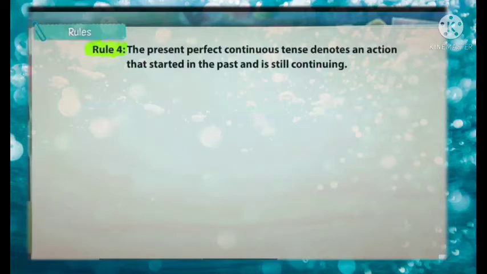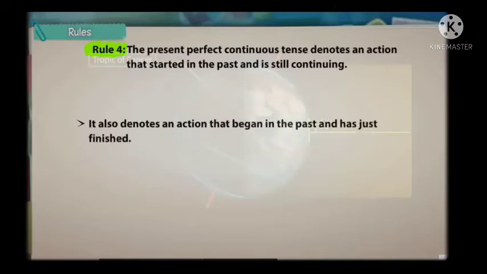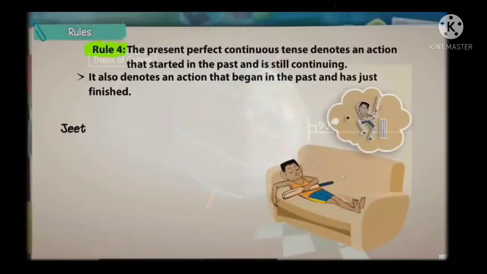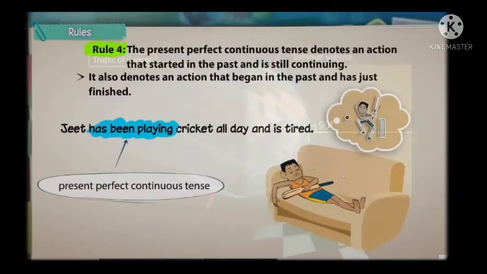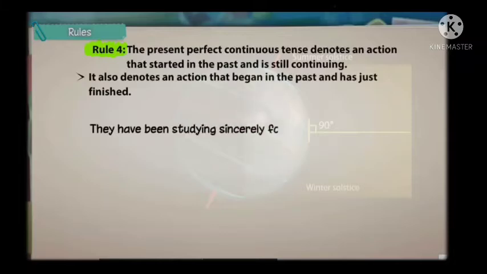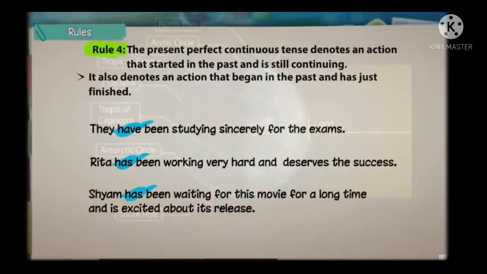The present perfect continuous tense also denotes an action that began in the past and has just finished. Here, the action of playing has just been completed, and so the present perfect continuous tense has been playing is used. Here are a few more examples of the present perfect continuous tense.